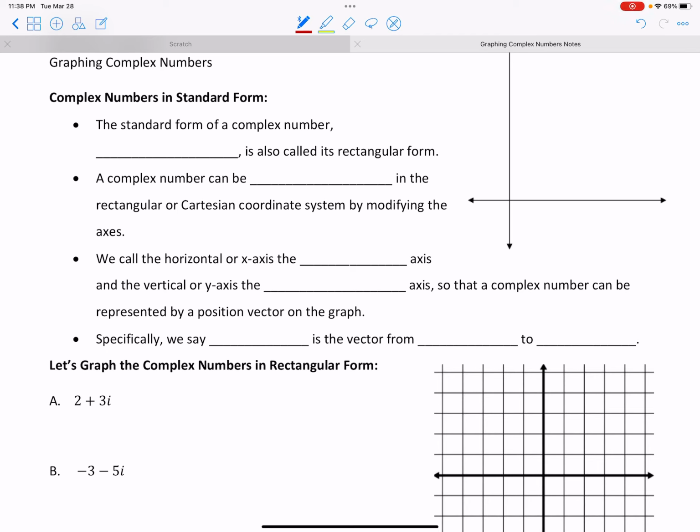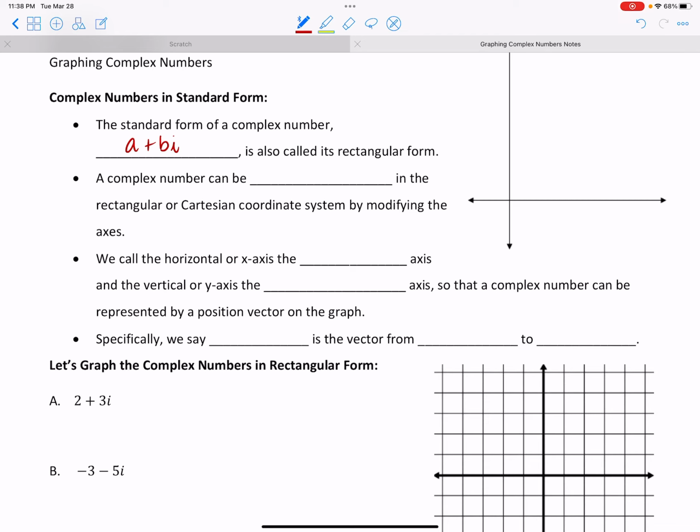So the standard form of a complex number, which we've reviewed, is a plus bi. We know our complex number has that real number part and that imaginary number part. That standard form is also called rectangular form because it's something we can represent graphically in our rectangular, or Cartesian, coordinate system.